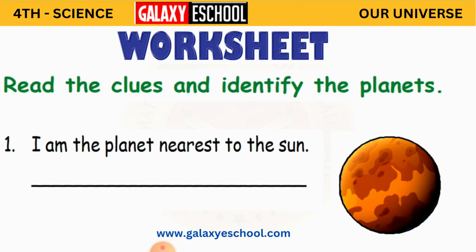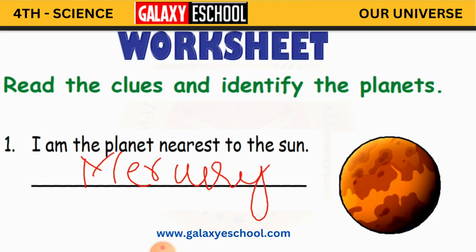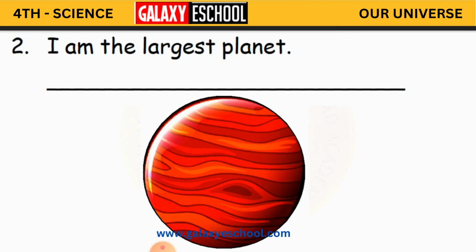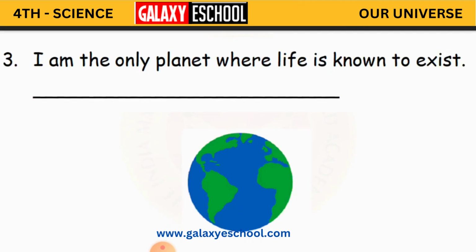Clear? Now, I am the planet nearest to the sun. We have to identify the planet. What is that? It is Mercury. Okay, it is Mercury. Now the next one: I am the largest planet. What is it? Jupiter. Now, I am the only planet where life is known to exist.